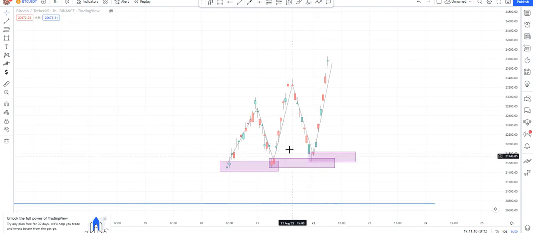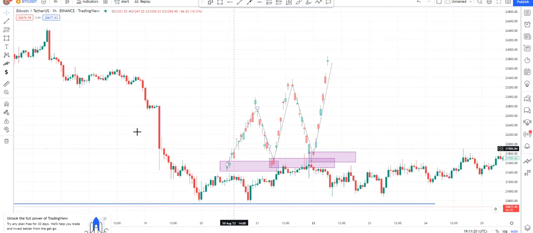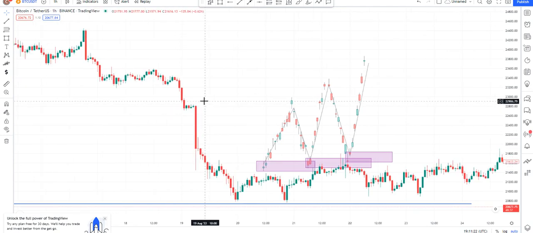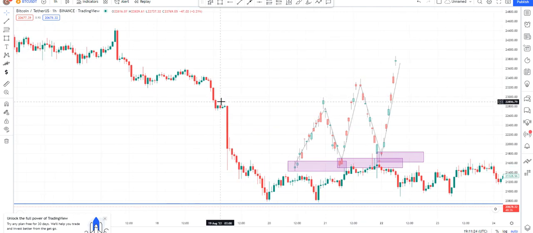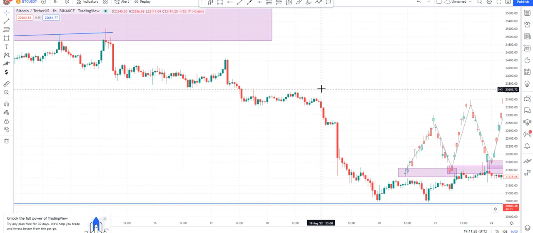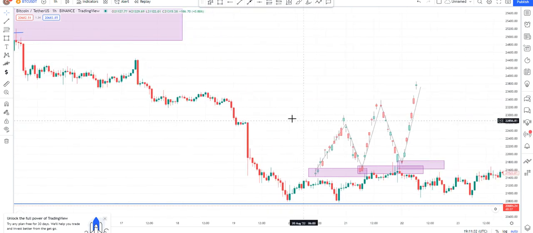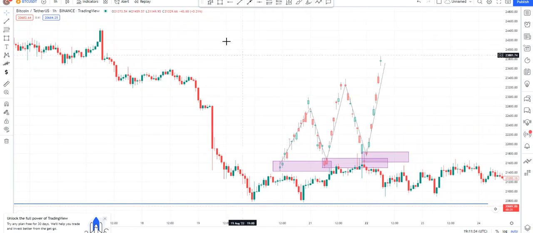So that is how it works, guys. That's what a propulsion block is. Let's try and see if we can find such in the chart. Evidently you will see it. Once you look into the chart, you notice the thing I'm talking about.